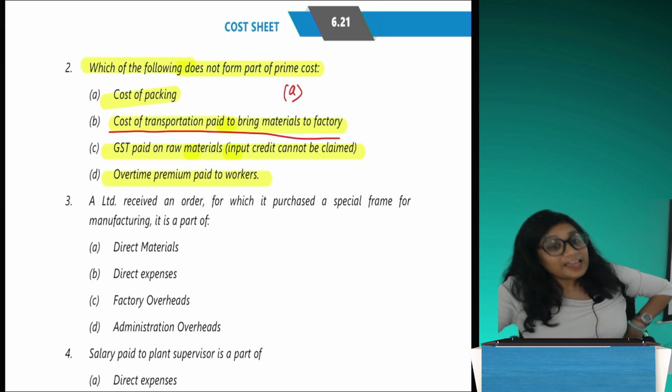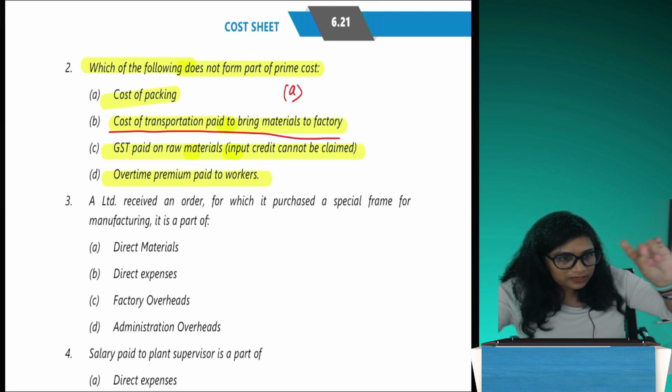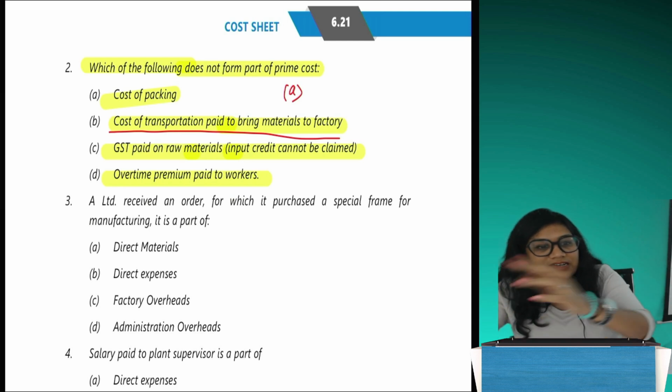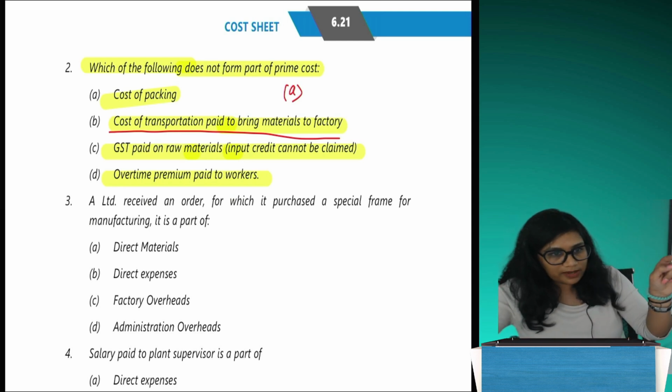And overtime premium paid to workers. Again, this will be part of my direct labor. So again, this cannot be the answer. So the answer is cost of packing, and you know cost of packing is primary packing, secondary packing. Primary packing, where does it come? Special items. Secondary packing, where does it come? Selling and distribution. So this is in no way part of prime cost. So answer is A. Perfect.